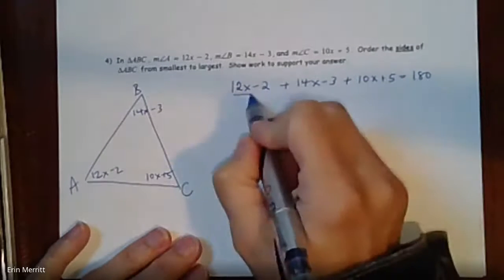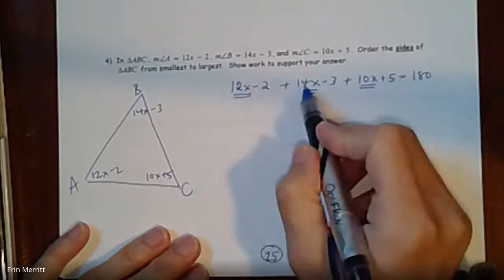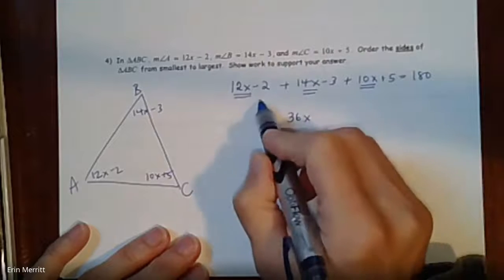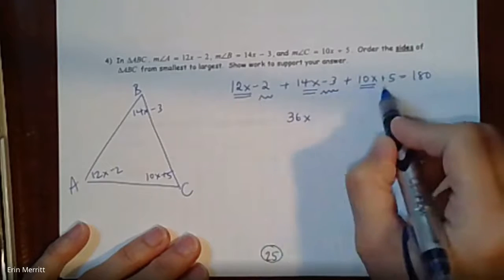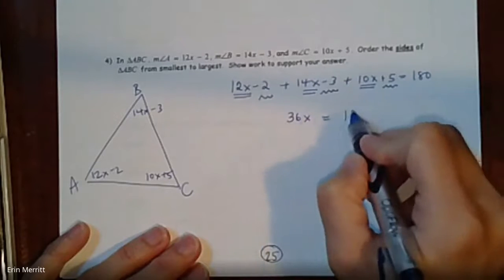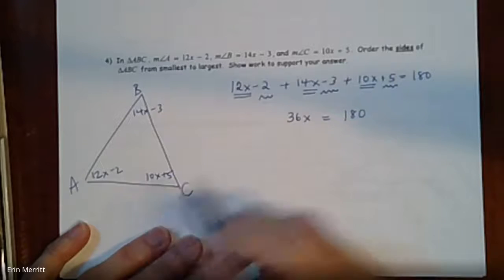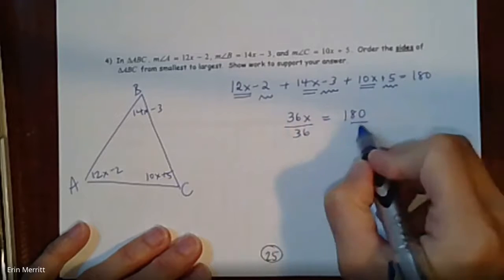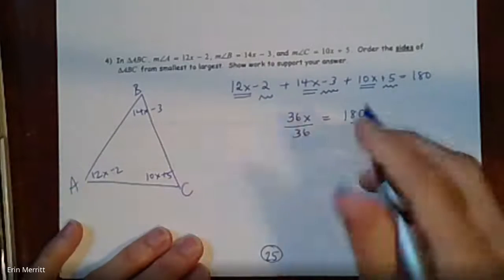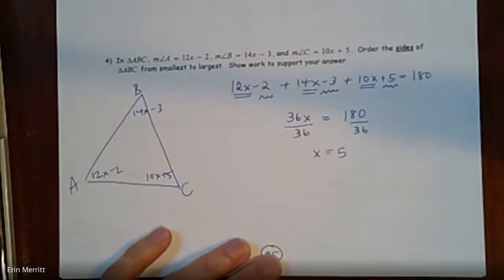All right, let's start cleaning things up. 12x, 14x, 10x, that's going to be 36x. We have minus 2, minus 3, and plus 5, which are going to balance each other right out to 0. So we can ignore it and just set it equal to 180. If we divide by 36, 180 divided by 36, we're left with x equals 5. And it always feels good when we get a nice, pretty answer here.